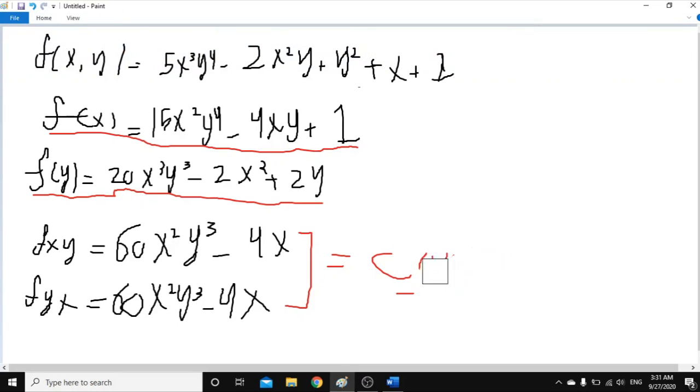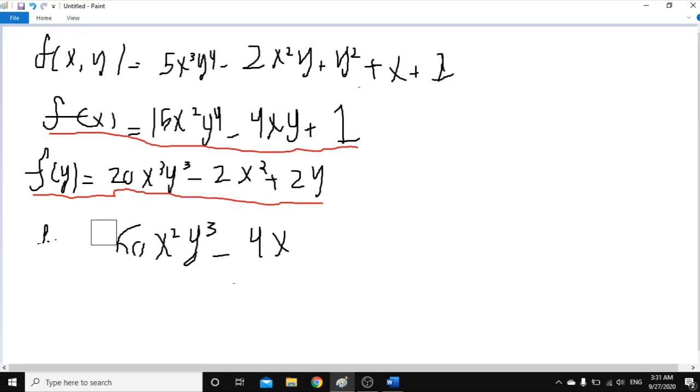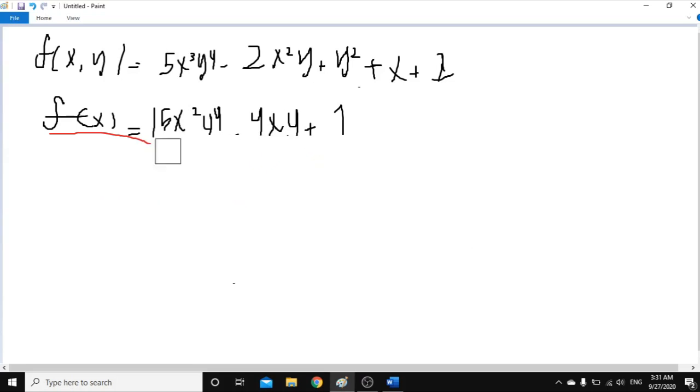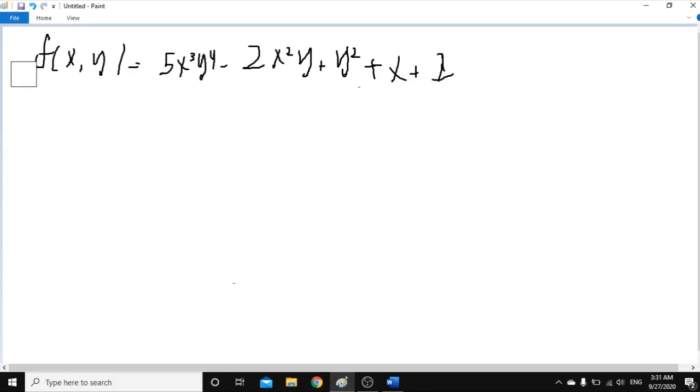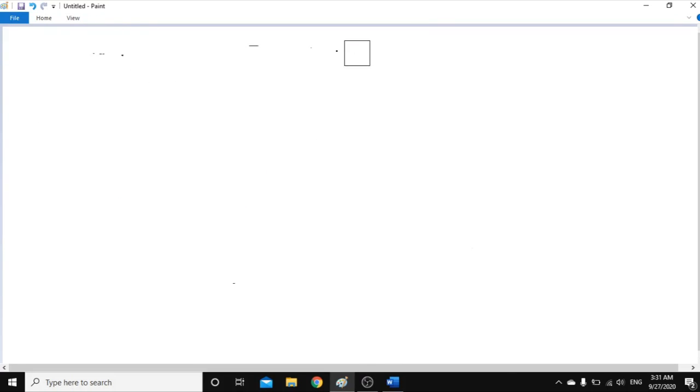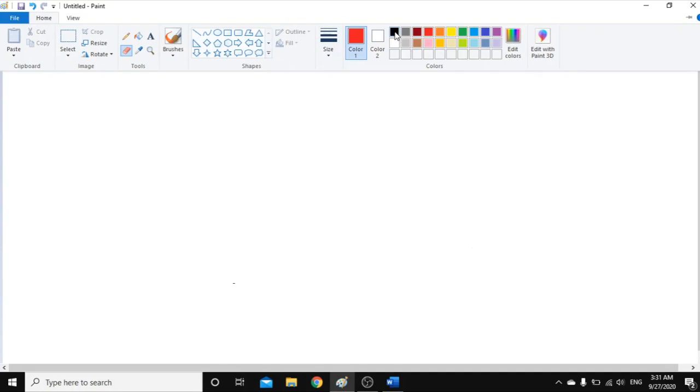Second example, you can pause the video and try it, and then you can see the answer if you like, or you can continue and see the answer with me. You can do whatever you like. So let's take the second example.